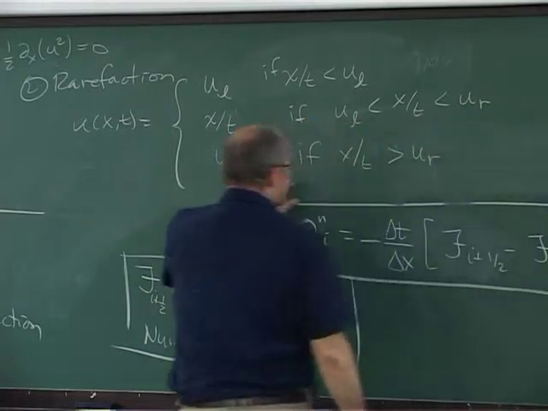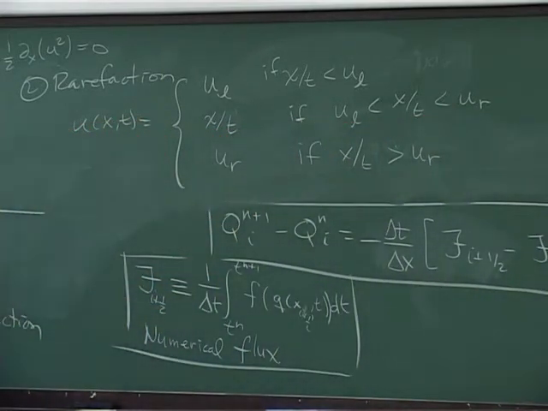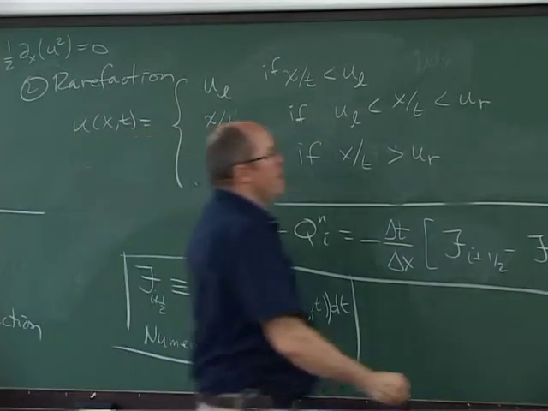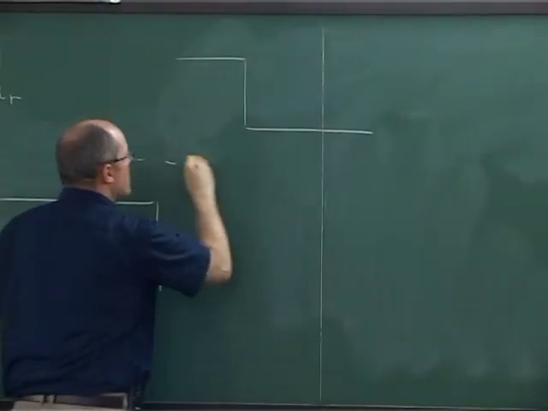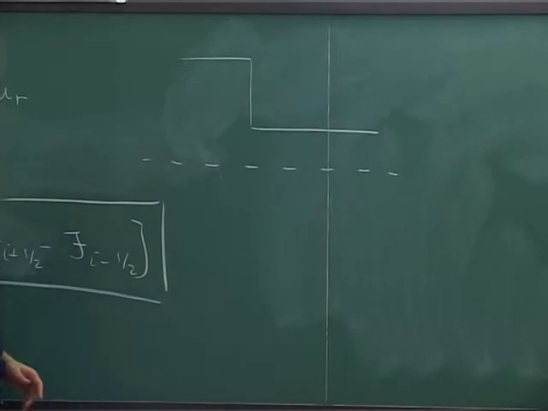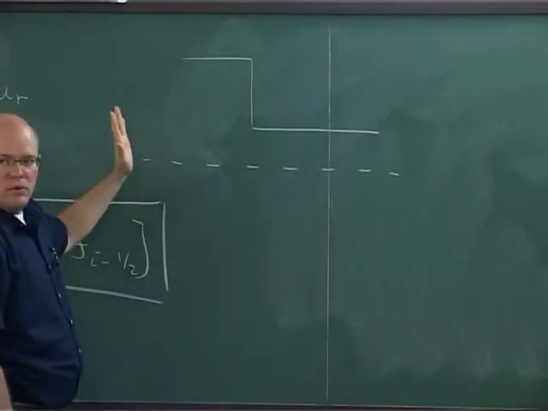Do you remember the characteristic velocity for Burgers' equation? It was simply u, right? In the case here where UL is bigger than UR, my initial data for the Burgers' problem looks like this. The characteristic velocities, x over t, are equal to u.